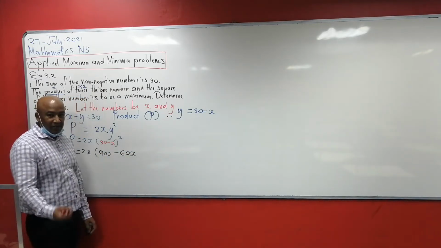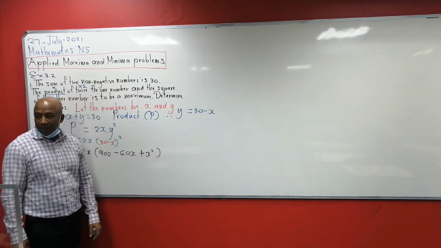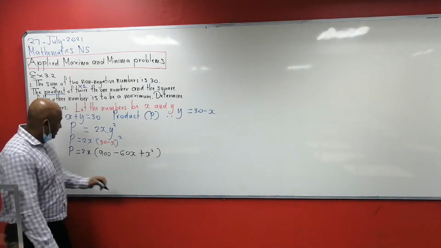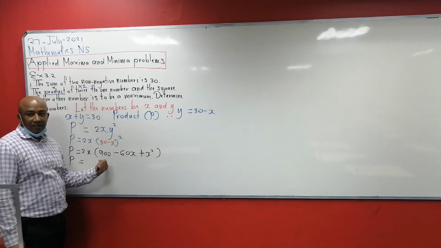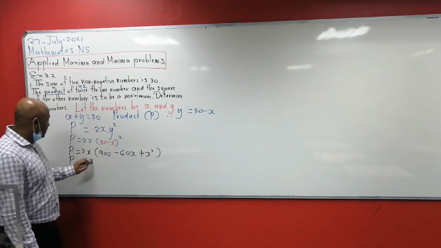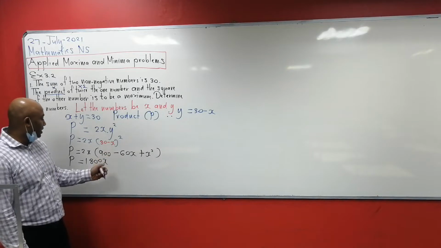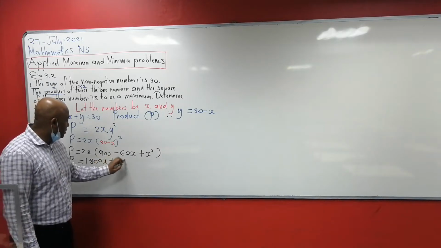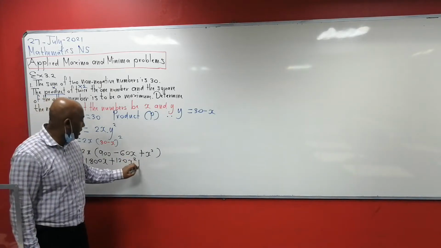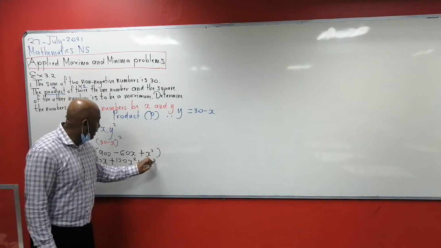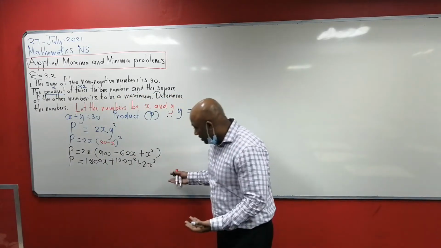And then minus x all squared, that will be a positive x squared. So here I'm removing brackets. You can just double check me. So now p is equal to 2x times 900, that will be 1800x, and then we got 2x times minus 60x, which will be plus 120x squared, and then I got 2x times x squared, which will be plus 2x to the power 3. So now I have it in a form of a cubic function, you can see that.